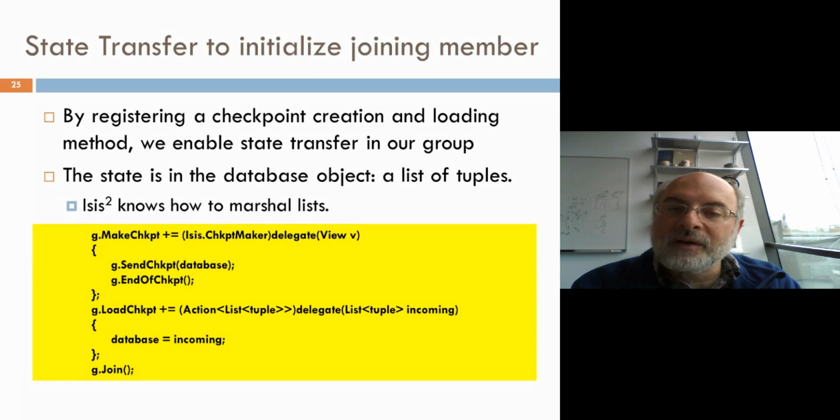Then there's a corresponding load checkpoint routine, which has the exact same type signature as the send. Now, if you think about it, the send is sending a list of tuples, so that's the type signature. And that is received into this variable called incoming, which just replaces the previous database, or you could iterate over it and add them one by one if you prefer. I didn't do that. Okay, and then the join is after these things are registered. You always should register the event handlers for a group before doing the join, even though these routines are going to be called later at runtime.